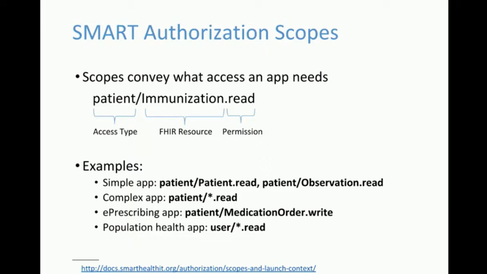The word immunization here is the name of a FHIR resource, and apps that work with many different resources might ask for many different scopes in order to request all those data that it needs. And then finally, the permission that it wants is read, and we define read and write permissions.